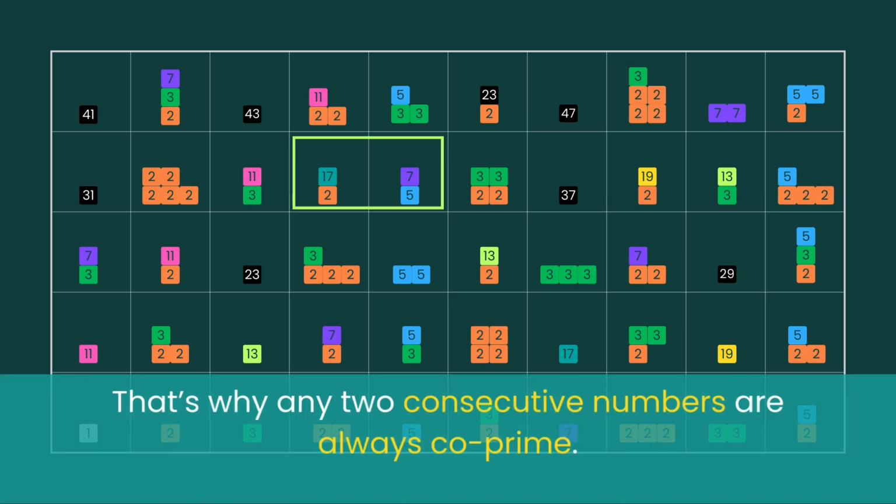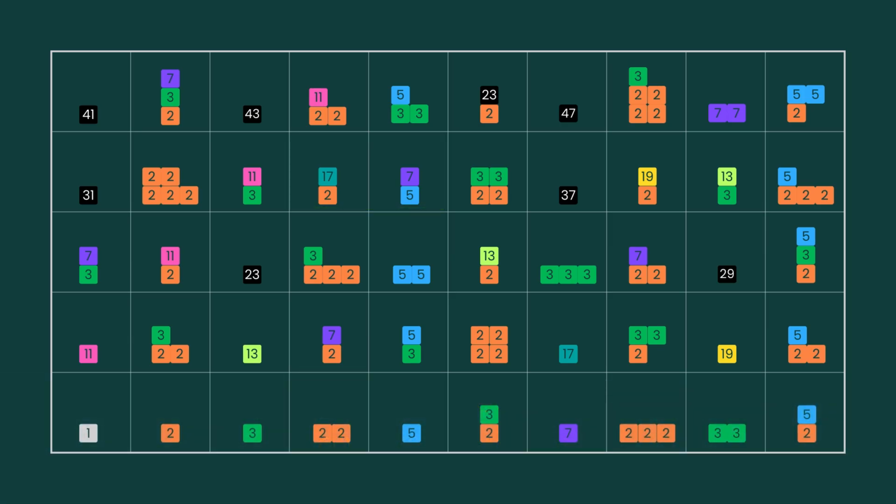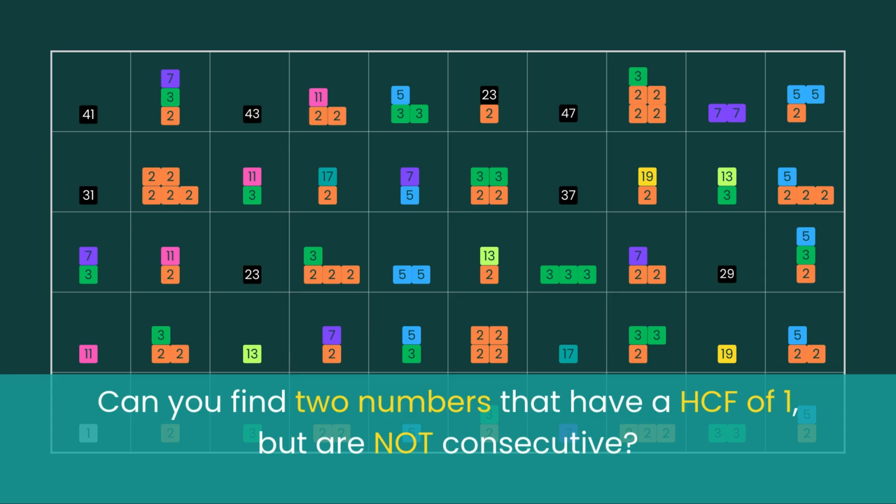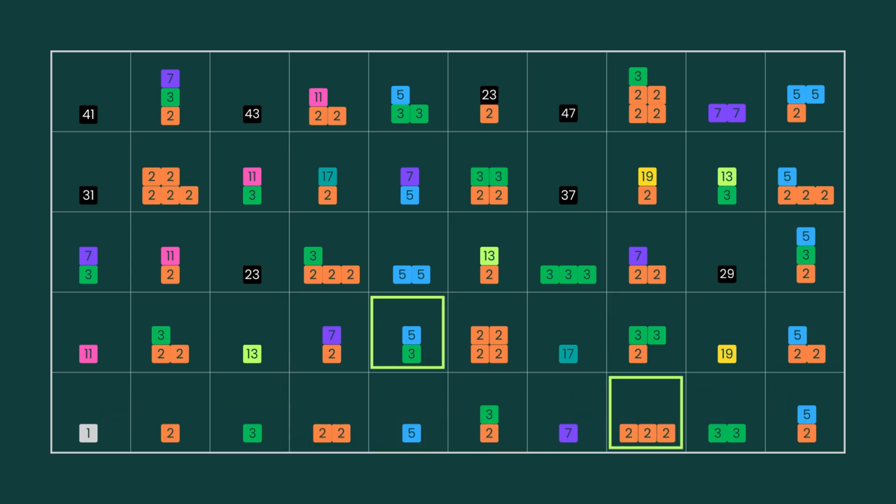Want to test this out? Pick any two consecutive numbers and check for yourself. Do they ever have a common prime card? Before we wrap up, here is a challenge for you. Can you find two numbers that have a HCF of 1, but are not consecutive? Look carefully, there are plenty of examples.